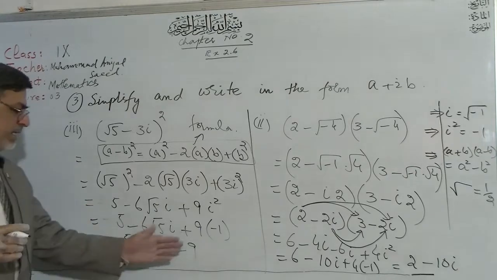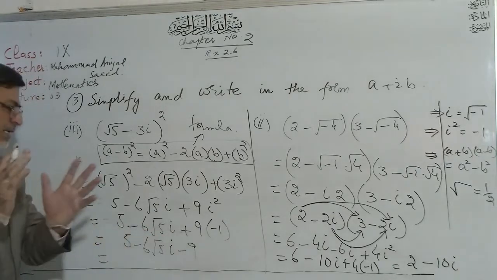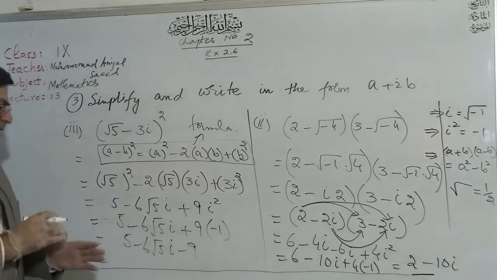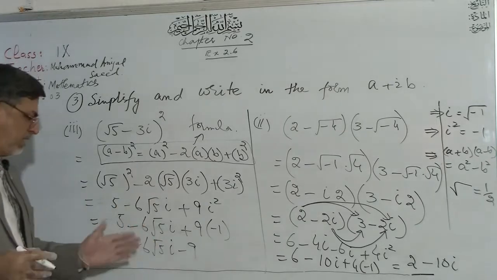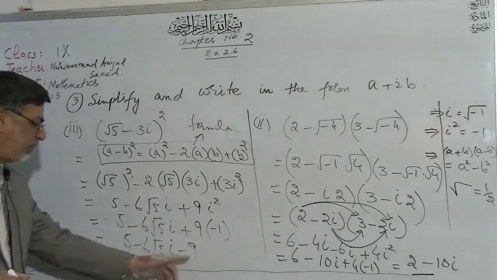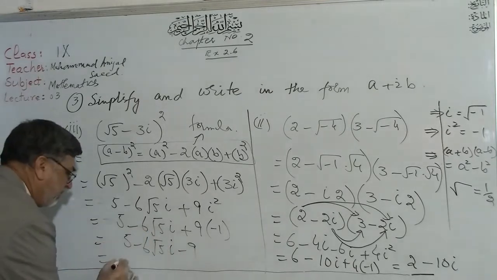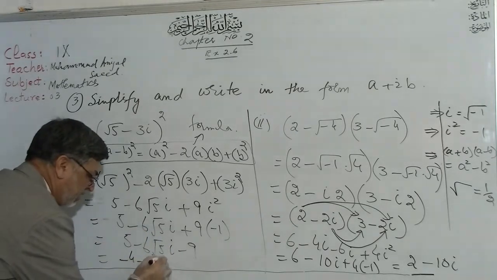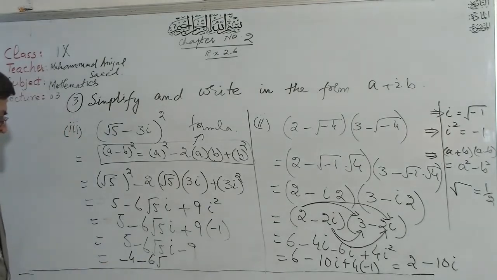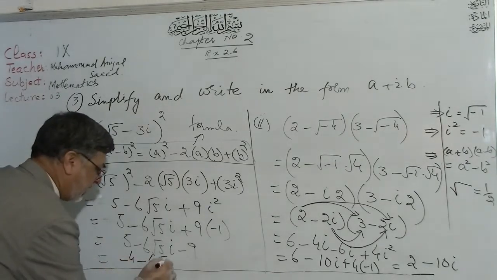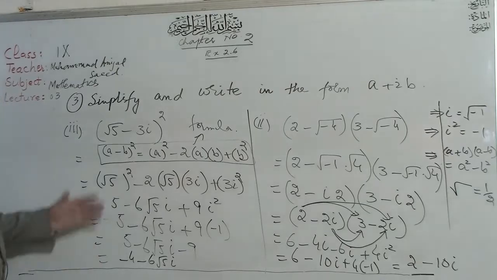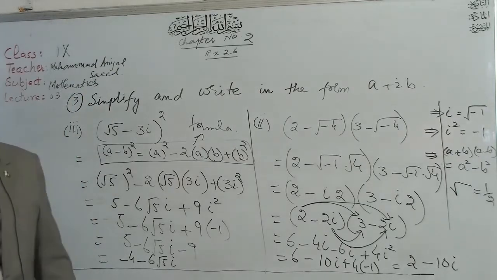So we will combine real with real and imaginary with the imaginary if we have the second term. Otherwise we have two real parts, minus 9 and plus 5. That will be minus 4. Minus 4 minus 6 into 5 under root iota. So that is your part number 3.